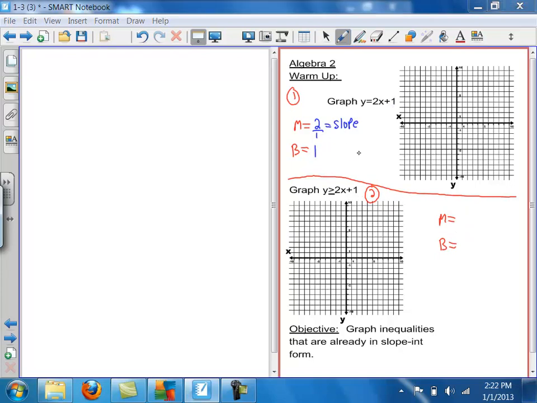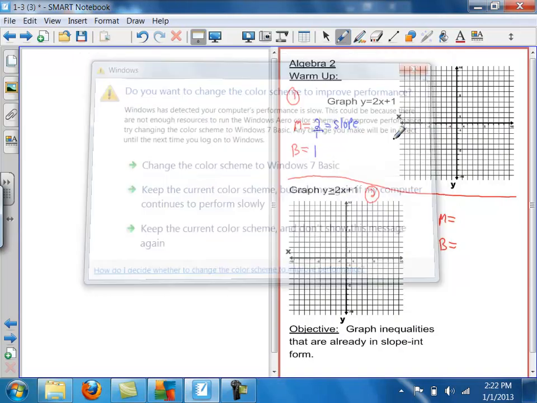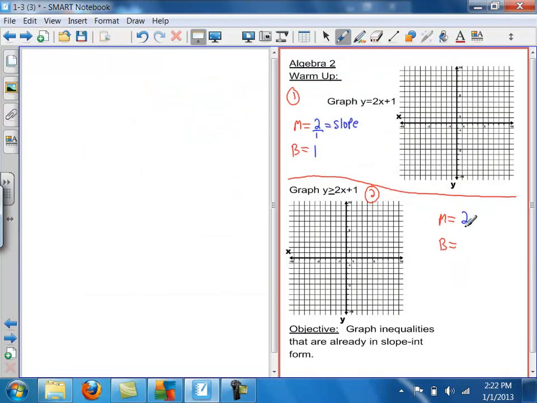So we know that these are the same, right? Look at them. They're the same. So we're just going to put a 2 here for our M. We know it's 2. We can put it over 1 if we want to. And our B here is 1. Okay? So this is, remember, the y-intercept, where it crosses the y-axis, and because this is y here, it's going to cross the y-axis at 1, right there. And this one's also going to cross the y-axis at 1, right there, okay?